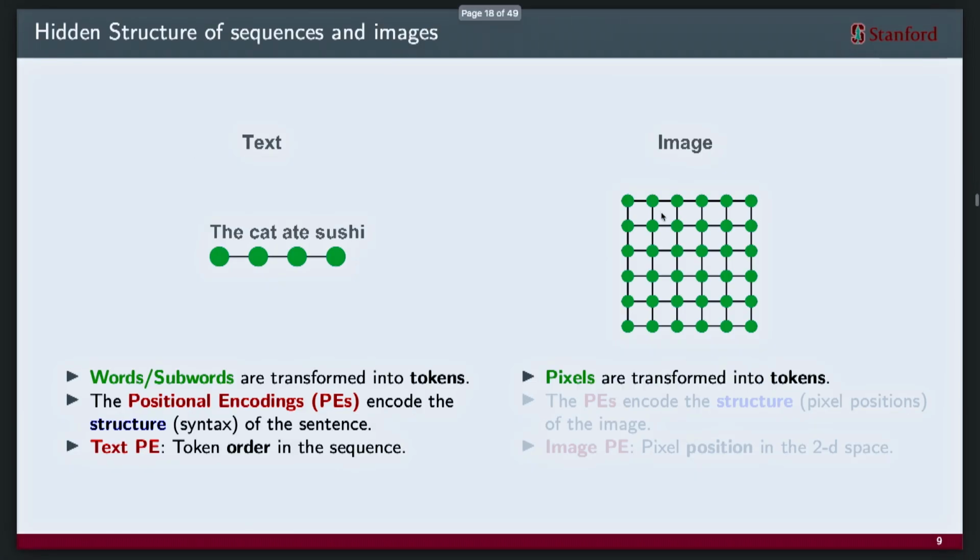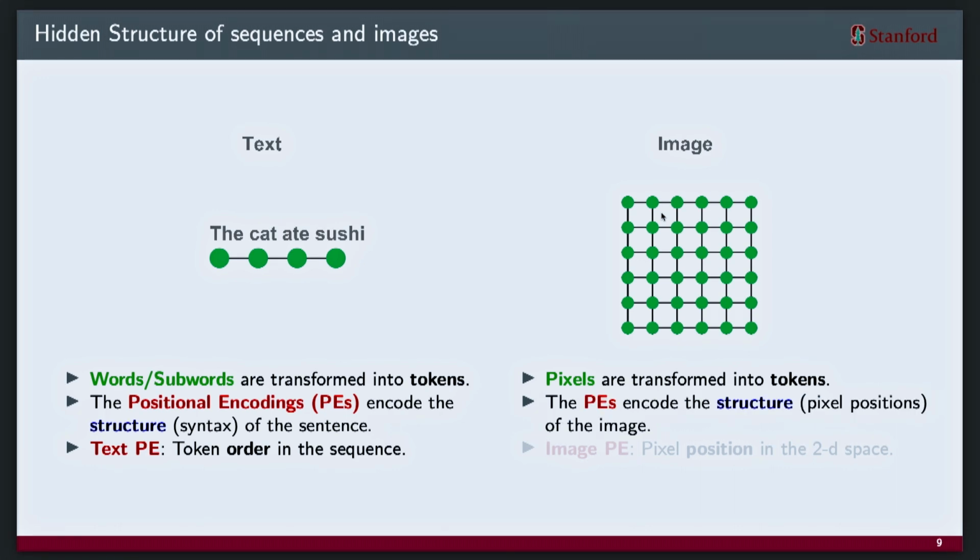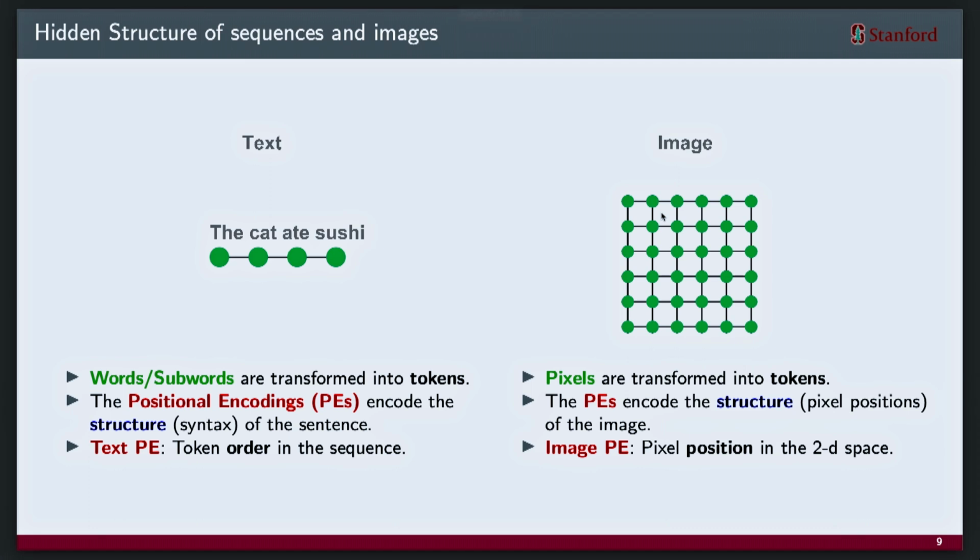Now, what happens again in the transformer is that pixels are represented by tokens, and then the transformer encodes the structure of the image, or the pixel position, using positional encodings. In other words, image positional encodings encode the position of the pixel in two-dimensional space. The point I want to make here is that the transformer architecture explicitly encodes the graph structure, which is, in that case, a very specific graph structure, the line graph or the grid graph, using positional encodings.